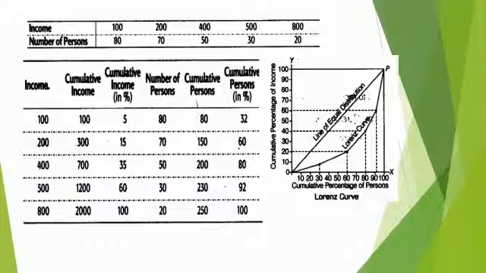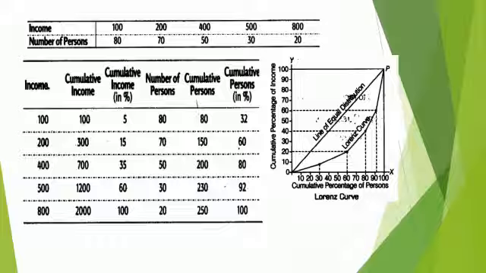In the same manner, the second one, 300 divided by 2000 into 100, is 15. In the same manner we have to find the percentage. The percentage of cumulative income is 5, 15, 35, 60 and 100. It's increasing only, because it is a cumulative percentage.